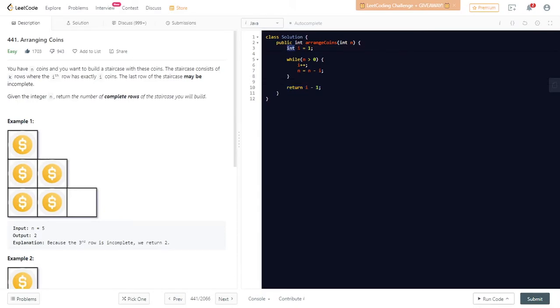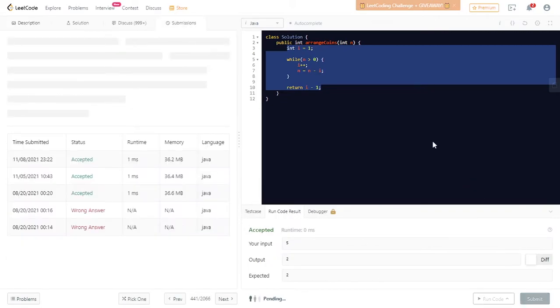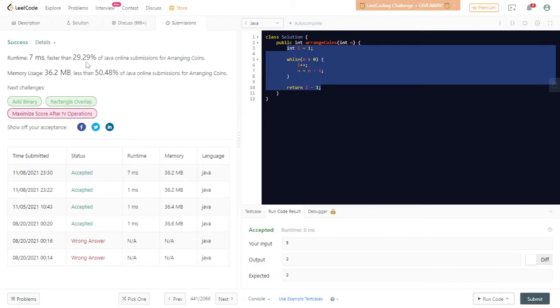Now let's look at the binary approach. The binary approach is pretty interesting. Oh sorry, I haven't run that. Run code. Let's submit. Okay, it's 7 ms. Not good. We would be running binary search.